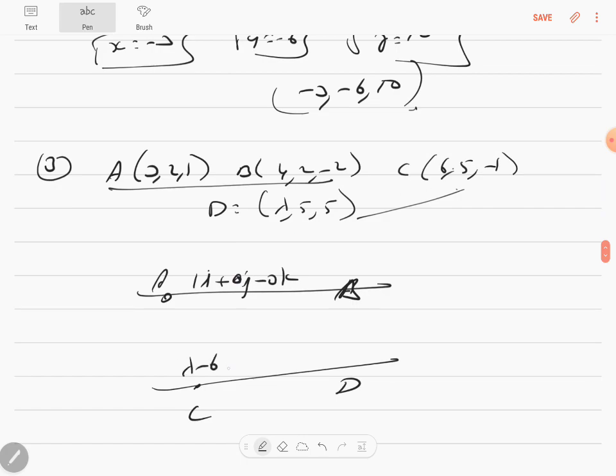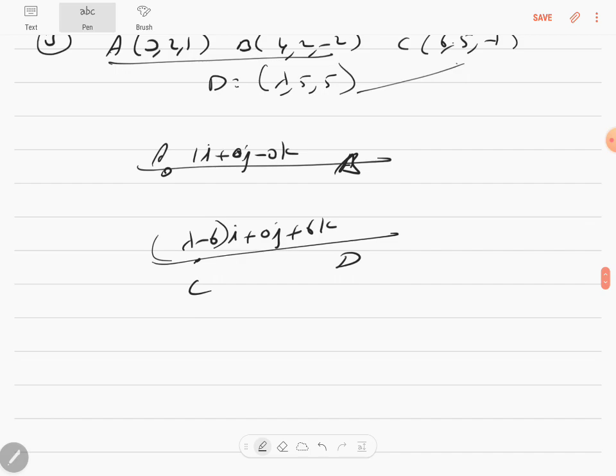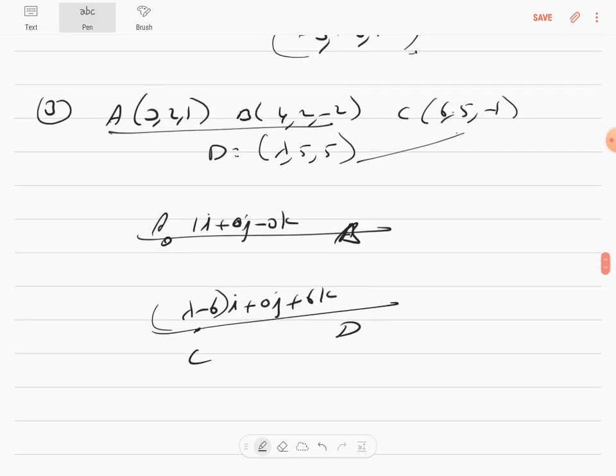Lambda minus 6 i plus 0 j plus 6k. So you got AB and CD. Correct? Yes. But you're supposed to get the equation of a line. You know the point. Okay, you got this direction, right?